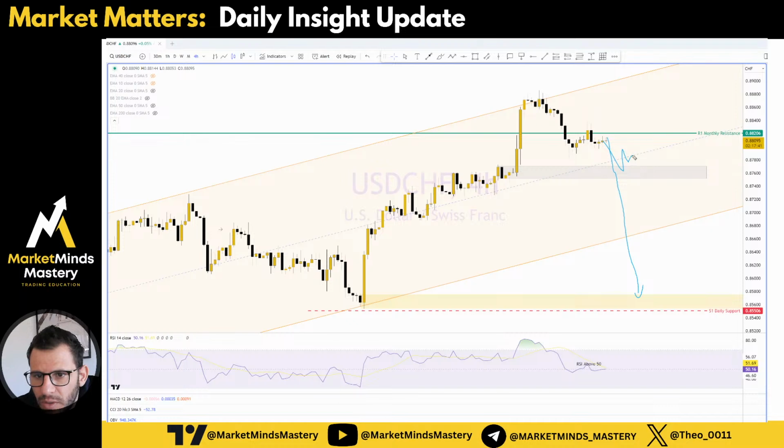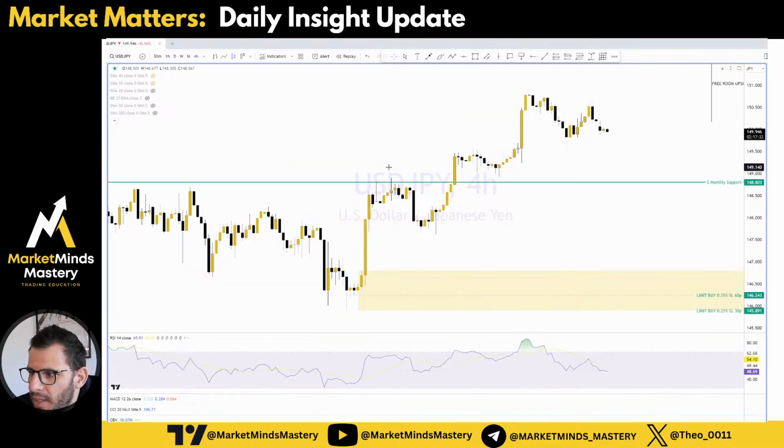Of course, it's not going to go in one way. Maybe it's going to go like this. Maybe it's going to go like that. We don't know how it's going to go. Next one, USD Japanese yen.